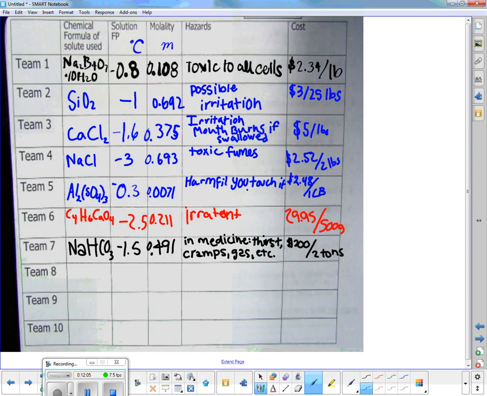Okay, we've got it all down now, right? Good? Toxic fumes for soda, for salt. Okay, it makes me laugh.